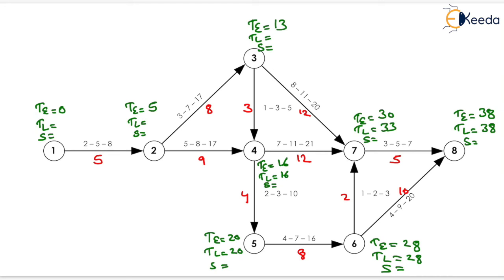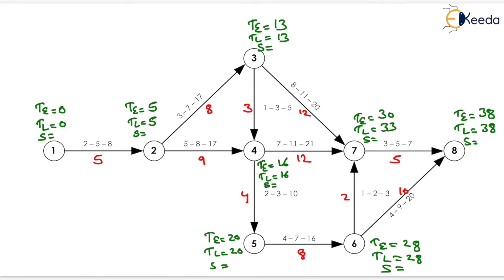Similarly, we can determine the TL for event 3. It will be equal to 33 minus 12, which will be equal to 21, and from event 4, it will be equal to 16 minus 3, that is 13. So the minimum will be the answer, that is 13. Similarly, to determine the TL for event 2, it will be equal to 16 minus 9, that will be equal to 7, and 13 minus 8, which will be equal to 5. So 5 will be the TL for event 2. Similarly, for event 1, TL will be equal to 5 minus 5, that will be equal to 0.